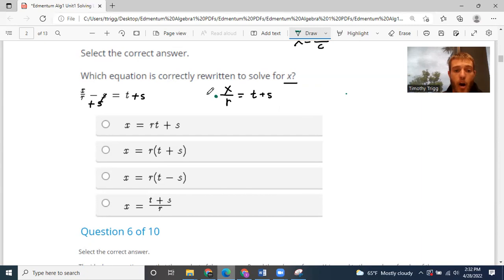Then you would multiply by r on both sides of the equation. I need the parentheses here to show I'm multiplying this whole side by r, giving us x equals, I could throw the r in front, r times t plus s.